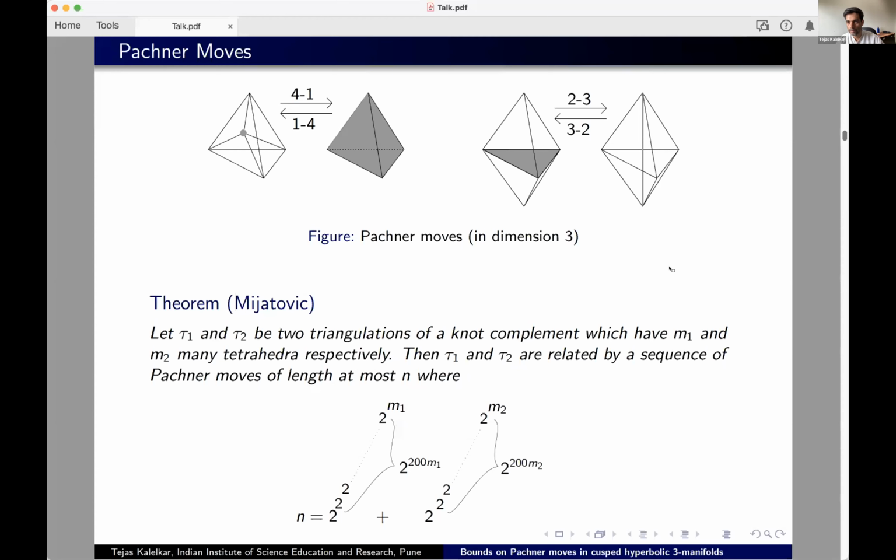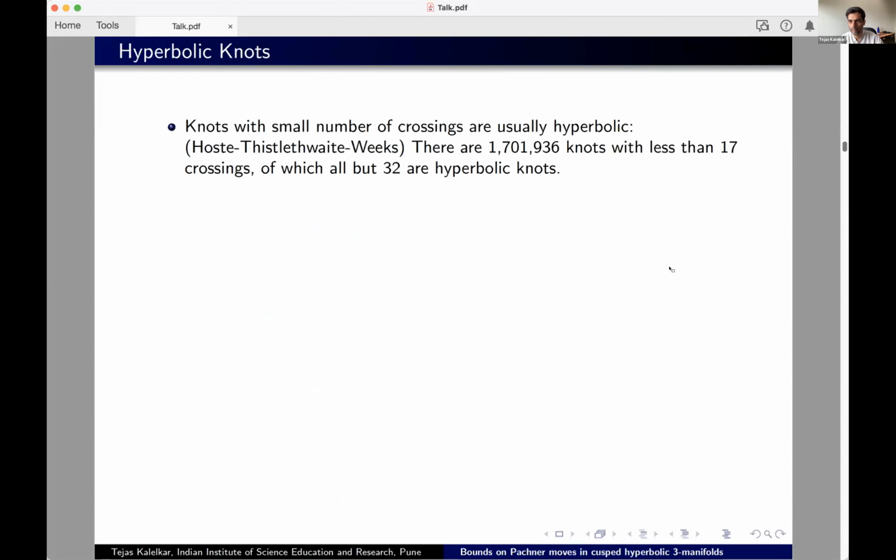Now, knots, for the most part, do have a little more structure than just the topology of the knot itself. Most knots happen to be hyperbolic. And of course, this is not a precise statement. So let me say some precise statements about what I mean by saying that a lot of knots are in fact hyperbolic. So if you look at knots with a very small number of crossings, Hoste, Thistlethwaite, and Weeks have a really nice paper where they make a census of all the knots with at most 16 crossings. This is a collection of more than 1,700,000 knots, of which all of them are hyperbolic except for 32 of them. Okay, so if you have small crossing numbers, then you can expect the knot to be hyperbolic.